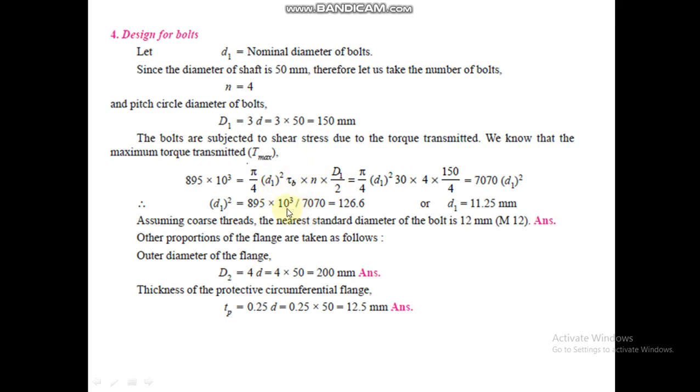The shear stress for the bolt is given to you and it is 30. So put the values and you will get the diameter of the bolt as 11.25, or we can say M12 will be your diameter of the bolt. And lastly, you will calculate the outer dimensions, the outer diameter of the flange. D2 is equal to 4D. Put the value of D, that is 200, and the thickness of the protective circumferential flange is 0.25D. Put the value of D and you will get 12.5 as the thickness of the protective circumferential flange.